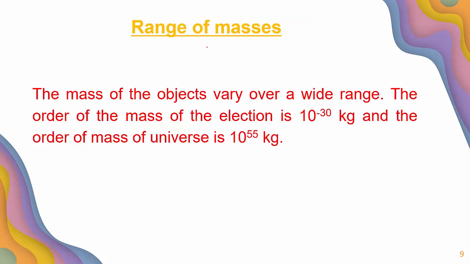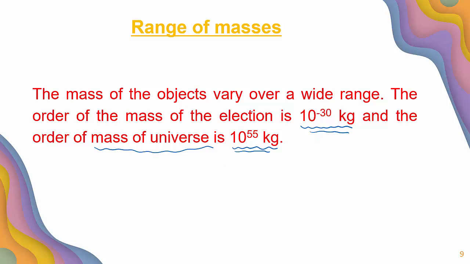At last you can observe the range of masses. The mass of objects varies over a wide range. The order of the mass of the electron is 10 raised to minus 30 kg. It is the very smallest particle, that is micro. And the order of the mass of the universe is 10 raised to 55 kg. It is having a very wide range, from micro to macro, from electron to universe.